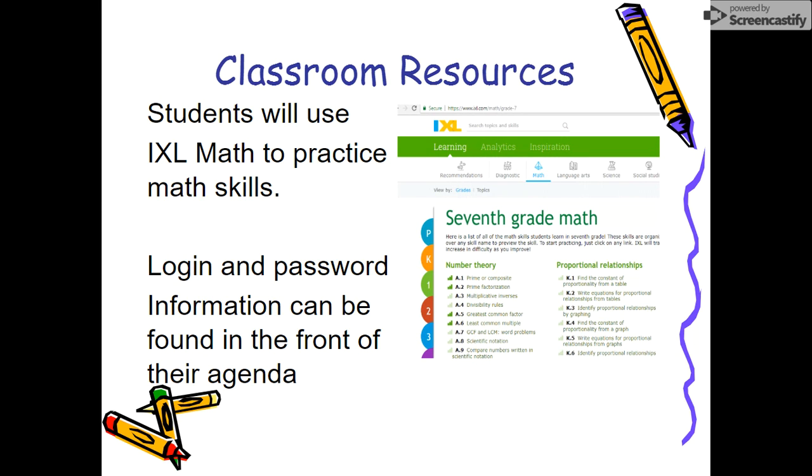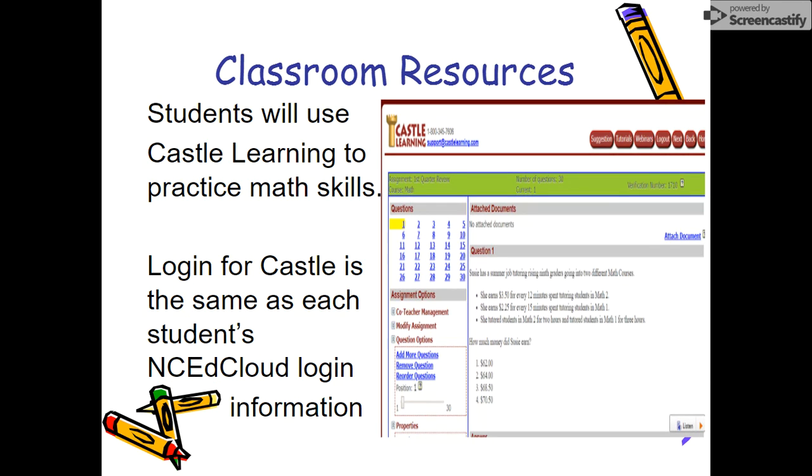Students will use IXL through the course of Bronco block or within the classroom block. Students' login and password information should be found in the front of their agenda where they have been requested to write this information down. Students will also use resources such as Castle Learning.